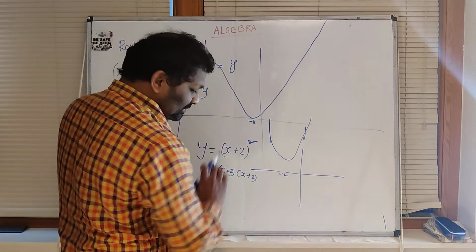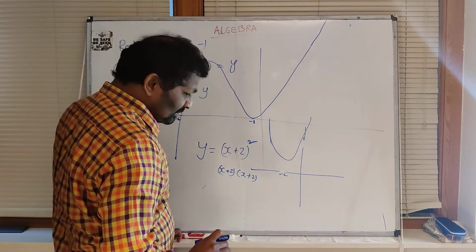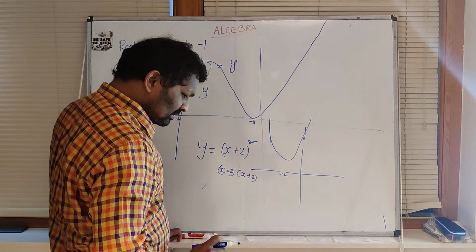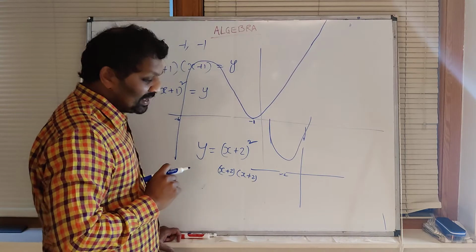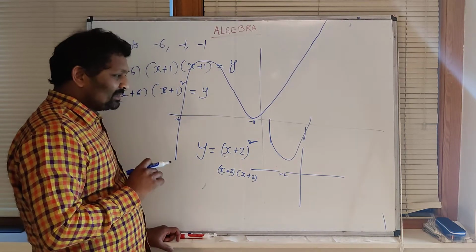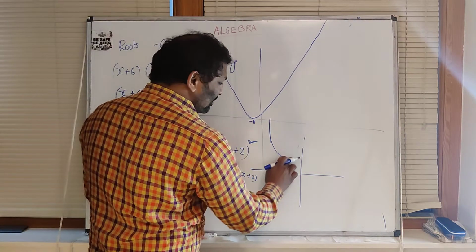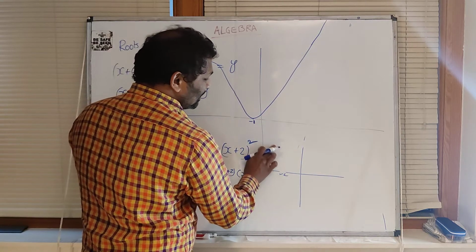My question is, it is above the x-axis and it touched the x-axis 2 times. How can it touch 2 times? You tell me. Above the x-axis. How can it? You come and draw it.